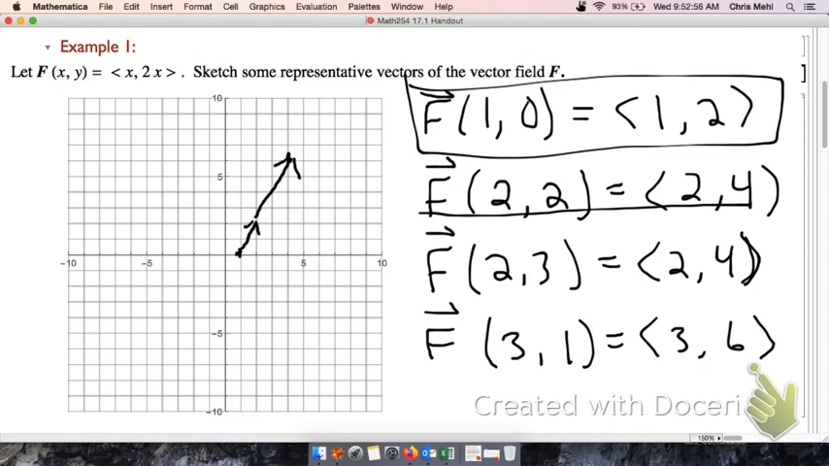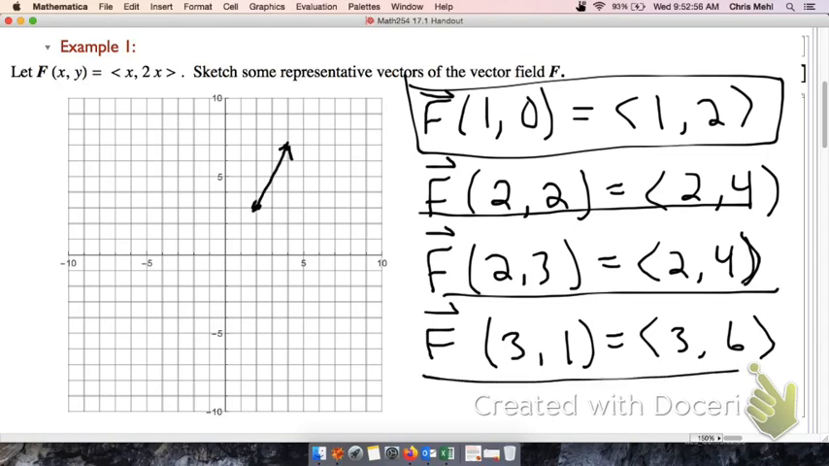And I don't think I'll be able to actually plot this one in here, so let me get rid of these two. So now if I want to plot this one at the point 2, comma 3, that's going to be where the tail of the vector is, and I would go 2 units right and 4 units up. That's where the head of the vector is going to be.